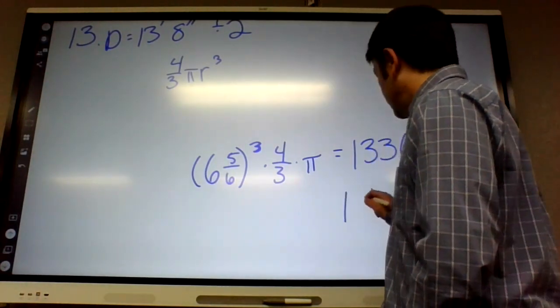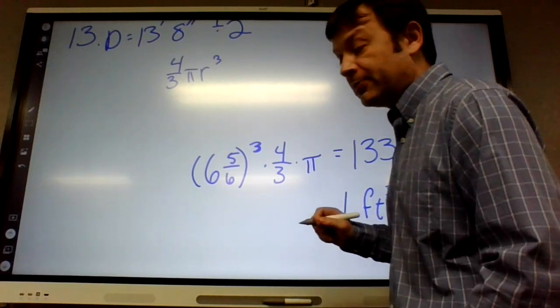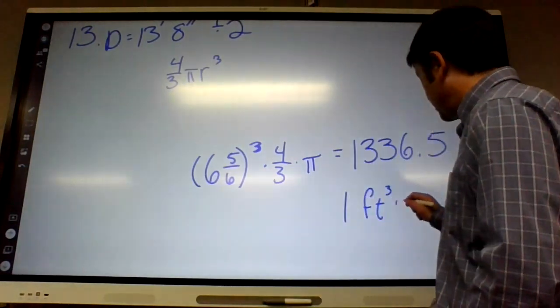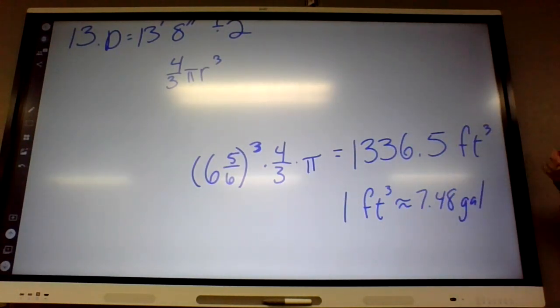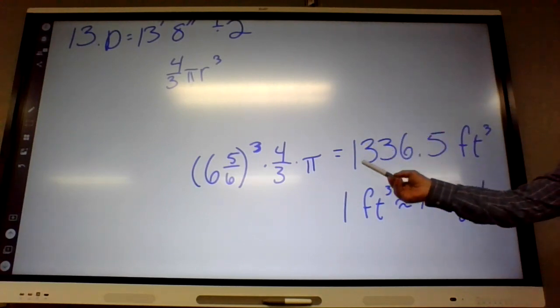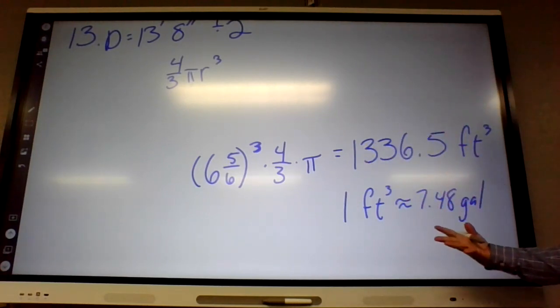but they said how many gallons does it hold? So they put a little side note off at the end of the problem. 1 cubic foot is about 7.48 gallons. So how do we convert this into gallons? Would we multiply or divide? Okay, each cubic foot holds a bunch of gallons, right? Yeah. So each of these cubic feet represents a bunch more gallons.